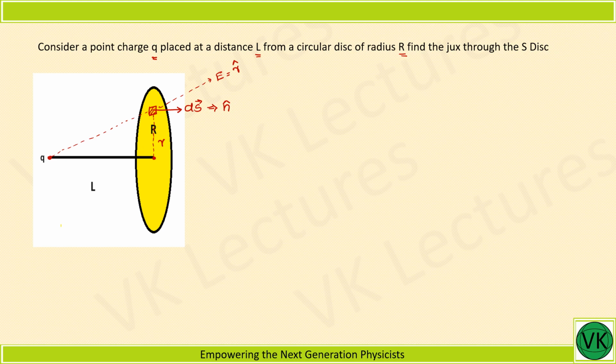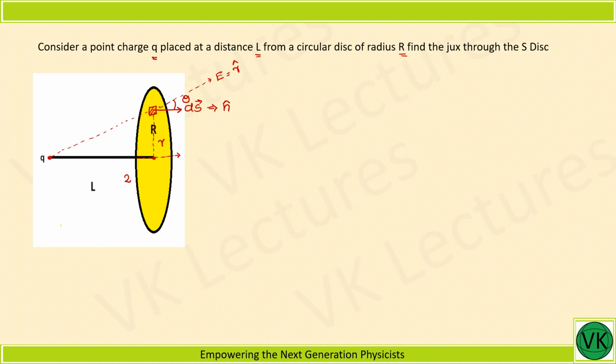Now the angle between them, let's call it theta, that is between the r vector and n. And for simplicity, let us consider only the upper half of this circular disk. That means we are going to find the flux in the upper half of the disk, and then multiply it by 2 so that we get the flux through the total circular disk.